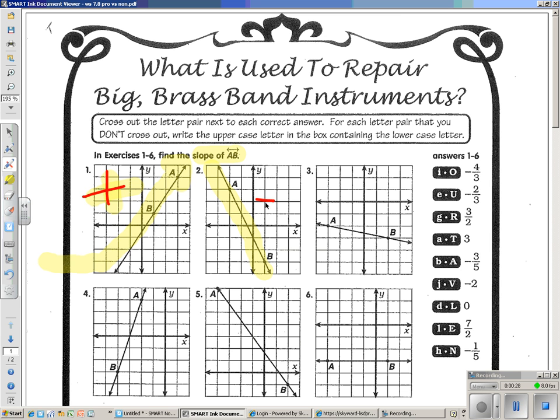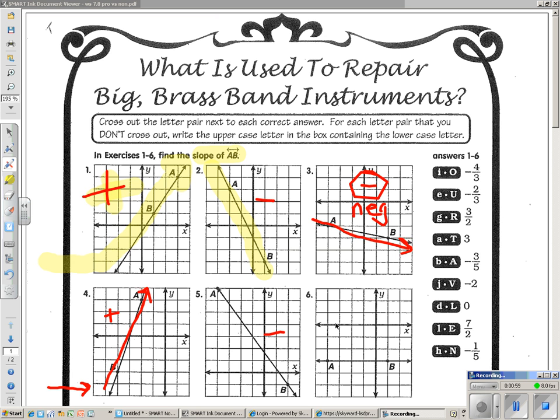Number 3, would this slope be positive or negative? Negative, because we're going from left to right. It's going downhill, so the slope would be negative. Number 4, once again, if I go from left to right, I get to this hill, I have to go up. That would be positive. Number 5 would be negative.